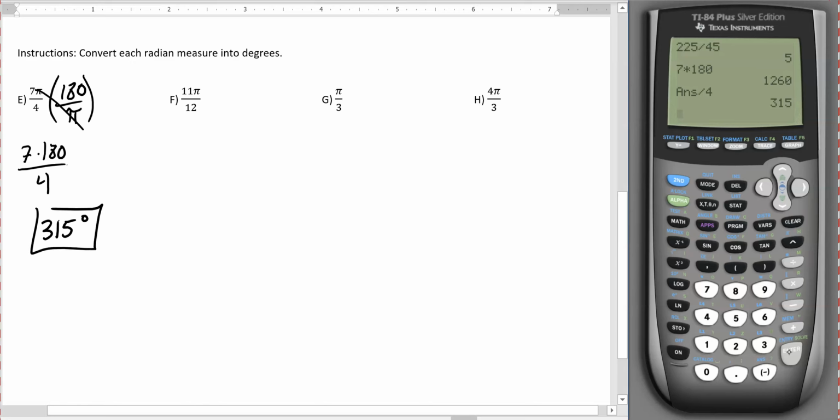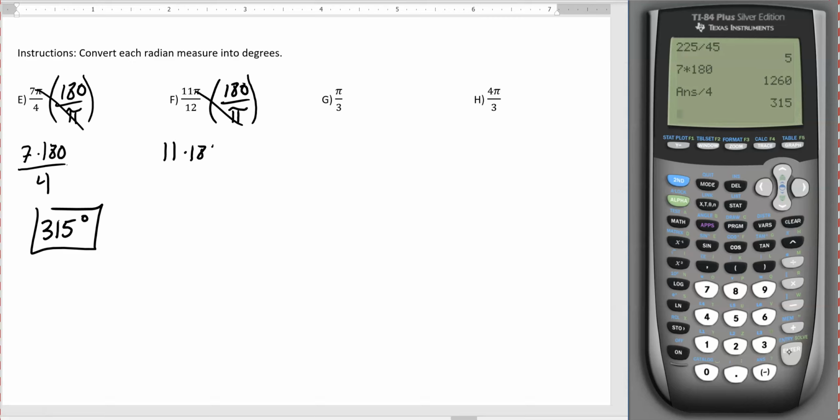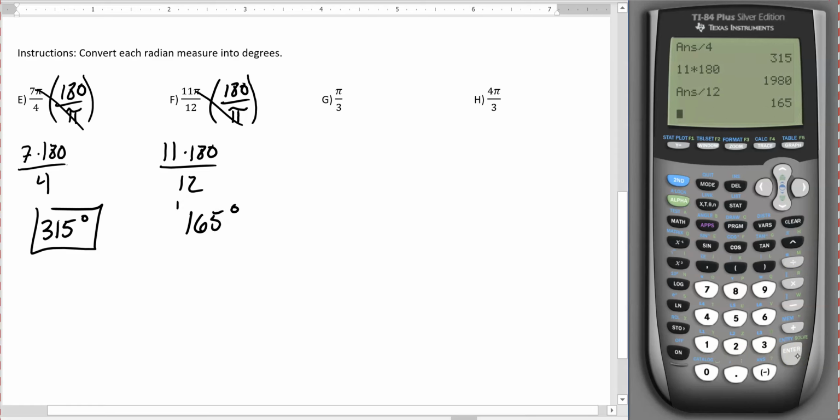There we go. All right, 11 pi over 12. So we multiply by 180 over pi. The pi's cancel. We're left with 11 times 180 over 12. 11 times 180 is 1,980 divided by 12. And we get 165 degrees.